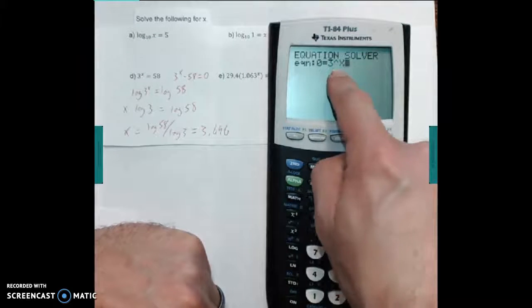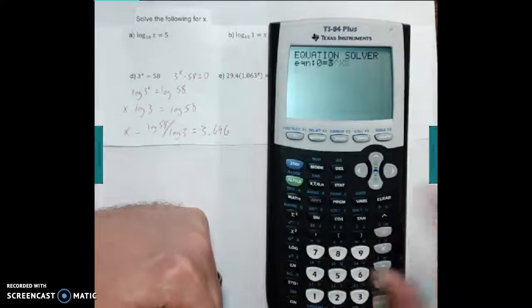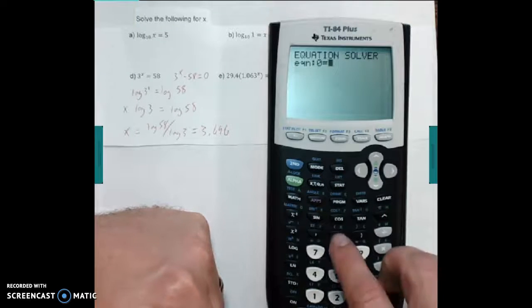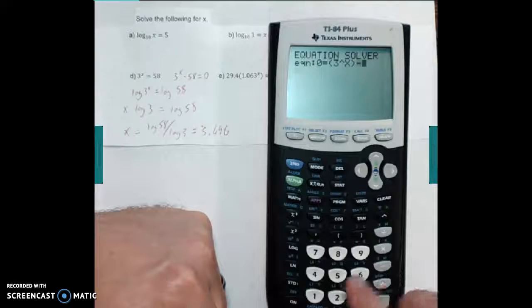Normally when I hit that power button, it automatically puts that x up there. So when you're using the equation solver, you need to be very careful with the parentheses. So I'm going to do parentheses 3 to the power of x, close parentheses, minus 58. And I want to solve that.